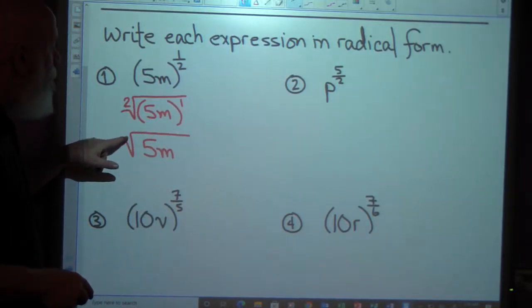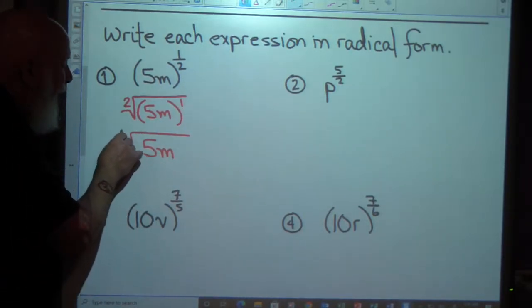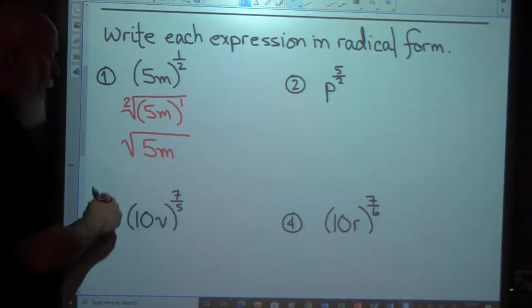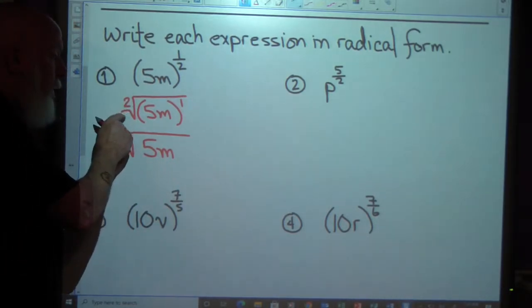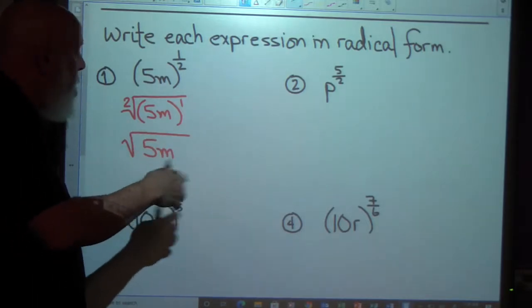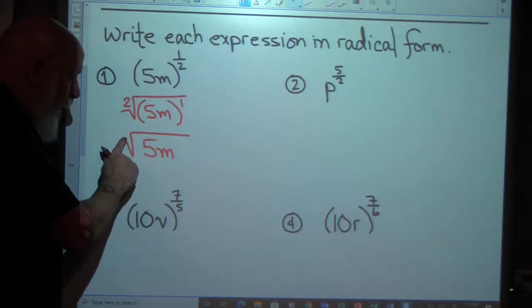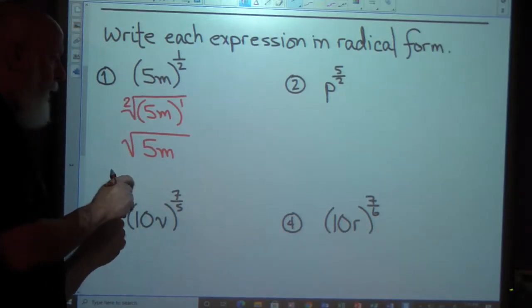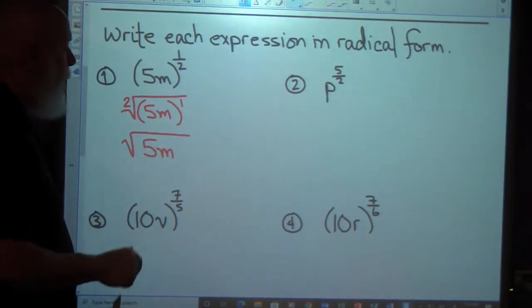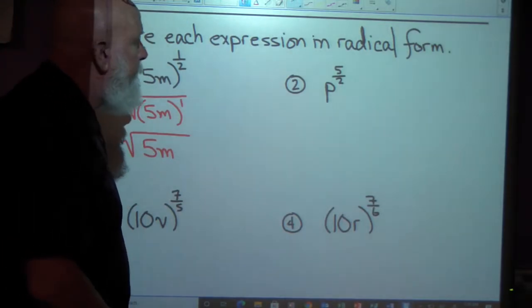Anything to the 1 power, you don't have to show the 1 power. The square root, you don't have to show what we call the index of the radical. Okay? If it's anything but a 2, if it's a cubed root or a 4th root or anything like that, we need to show the index. But the square root, if you don't see the index, it's an implied 2. So this is equal to this. That's what you would look for among your choices.